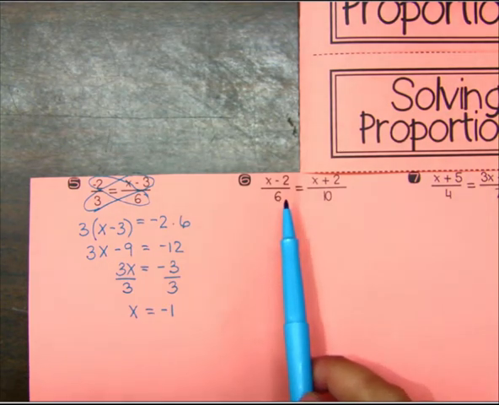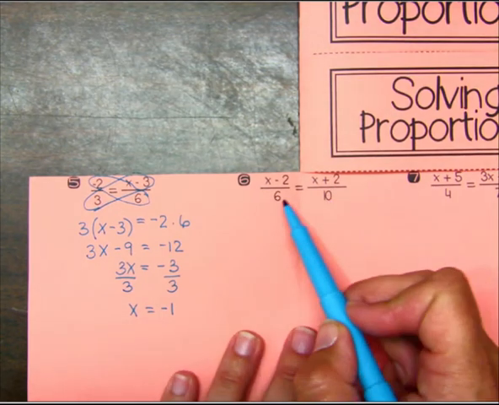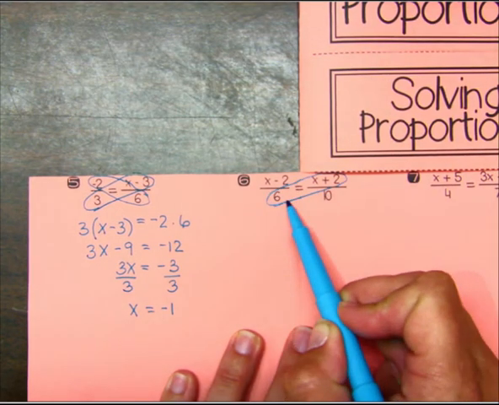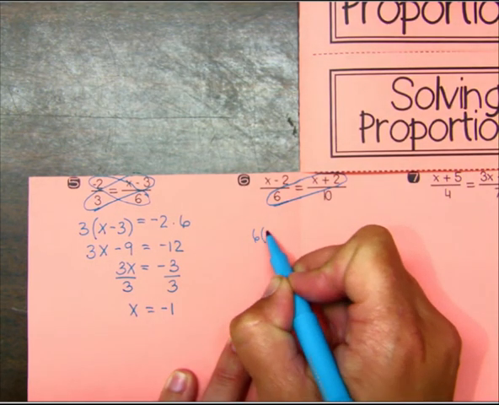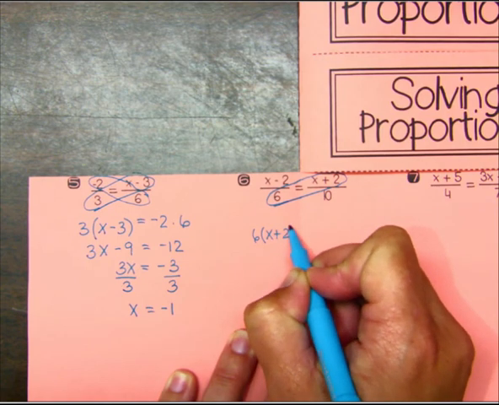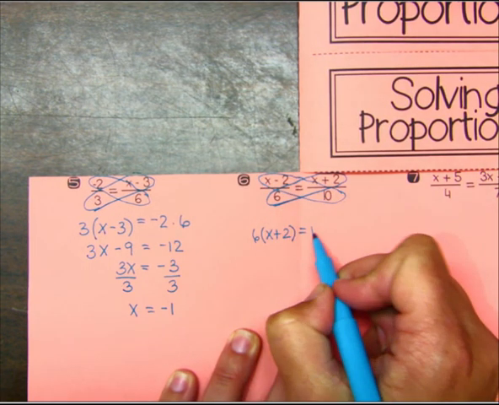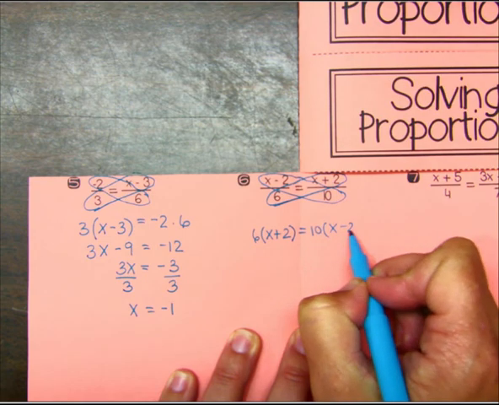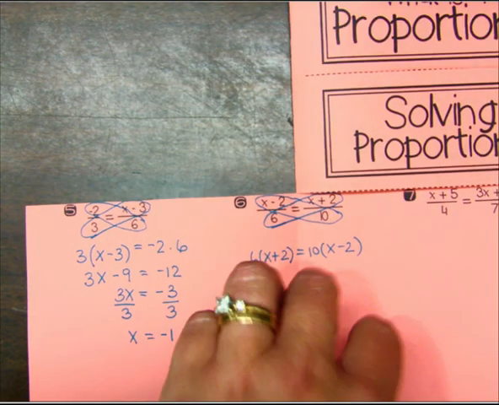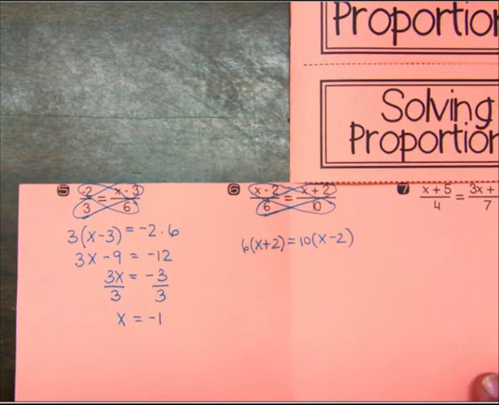The next one, I'm just going to set it up for you and then let you finish and solve it on your own. With this one, when we multiply in this direction, remember again, we have 6 times both the x and the 2. And then when we multiply in this direction, we have 10 times both the x and the negative 2. All right, so see if you can go ahead and finish that one up from there, and then try the last one, see if you can set that one up on your own.